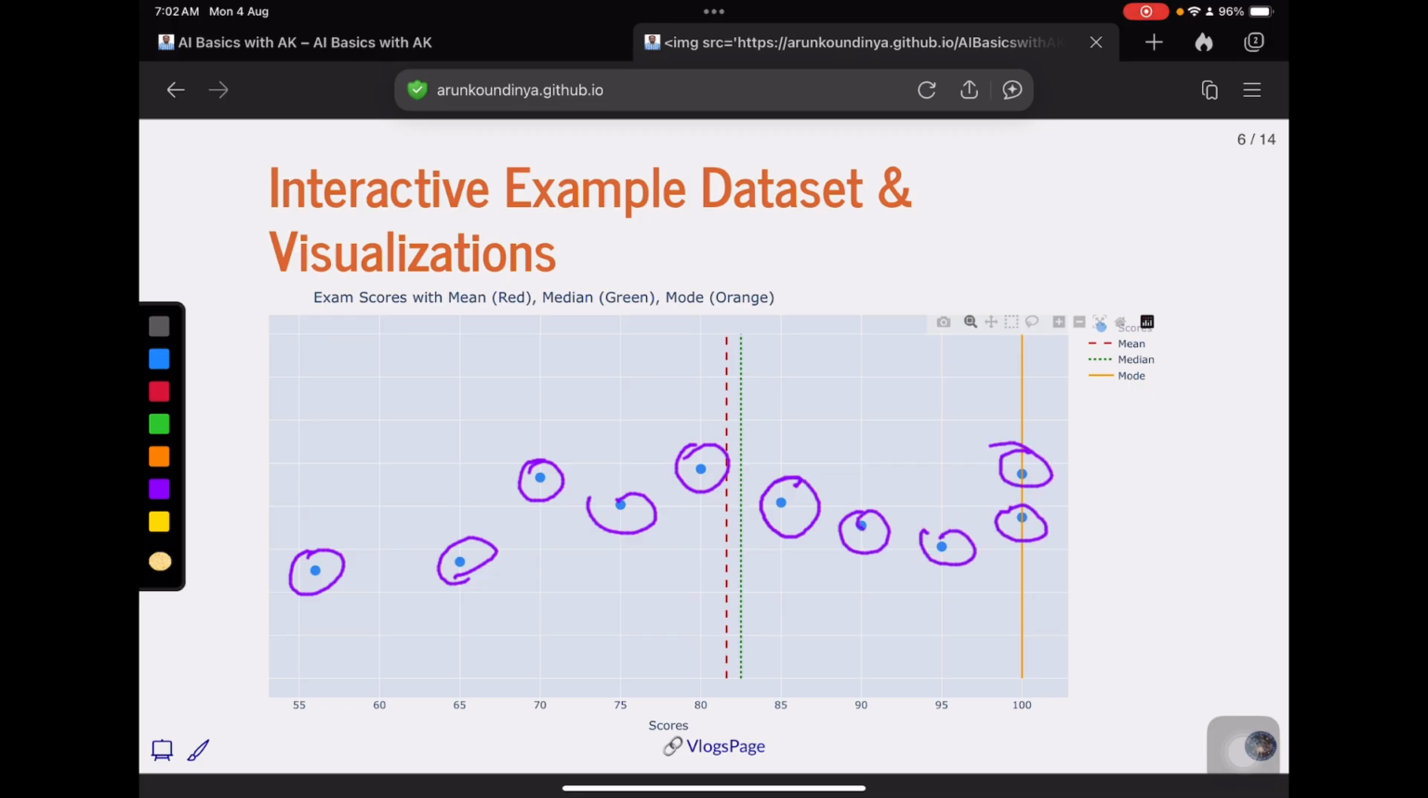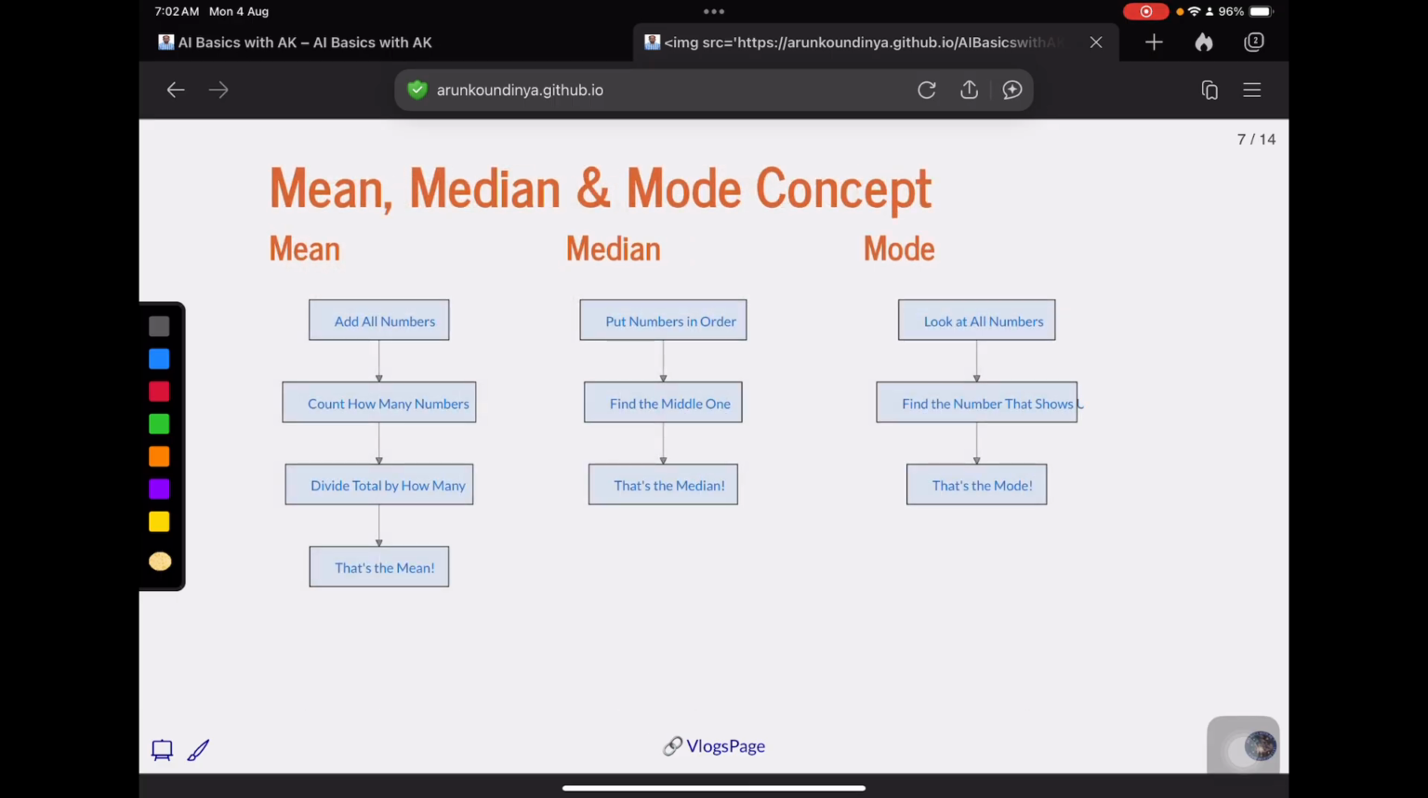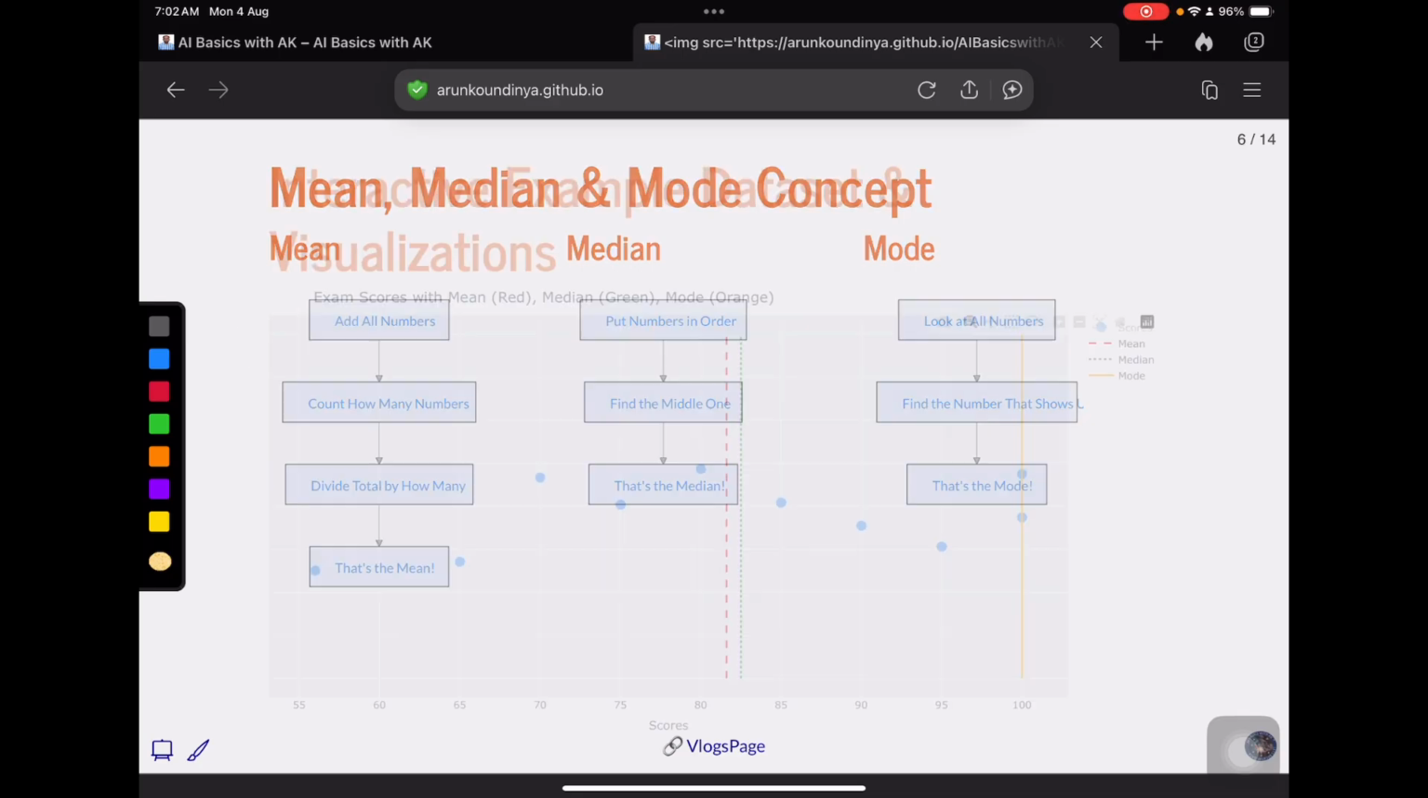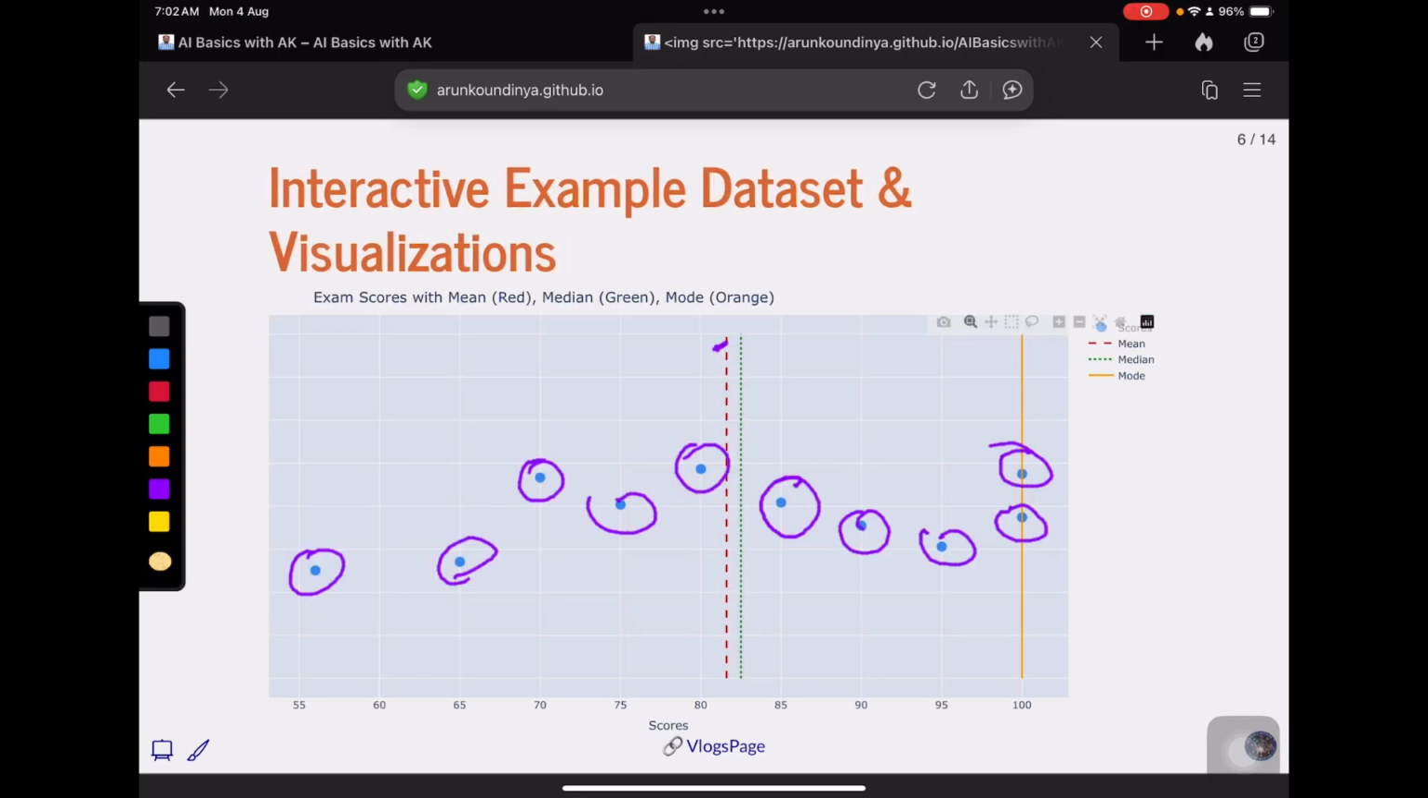Now what we have seen, mean is nothing but an average. You have to add all these numbers and divide it by the number of exam scores. That is actually the mean. So you add all the numbers, count how many numbers there are, and assume that when you add, you get a variable called total, and you divide this total by how many numbers there are. That will be your mean. So this red value is what is called your mean here.